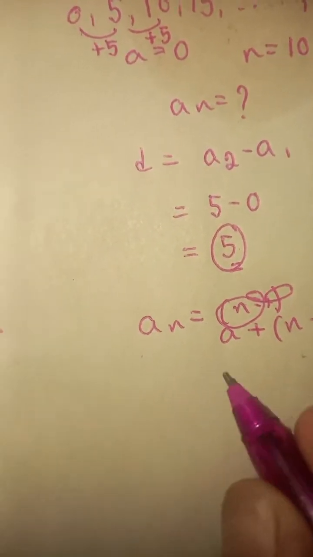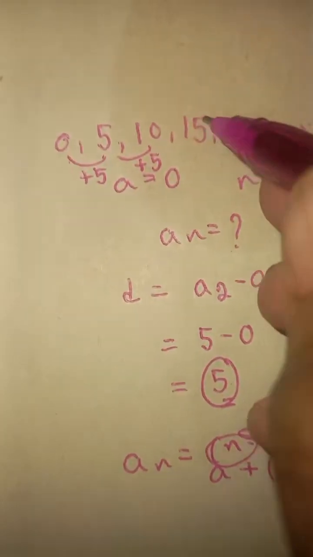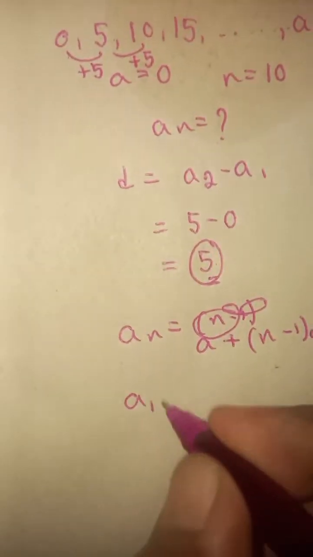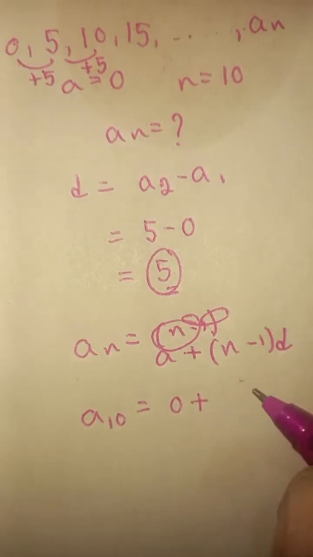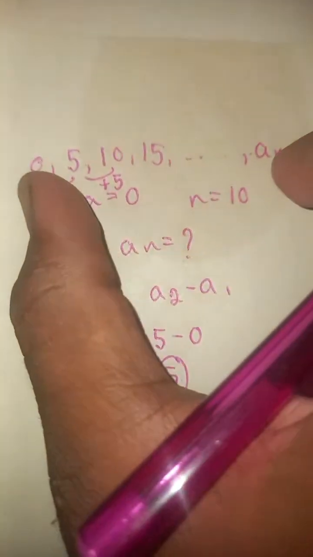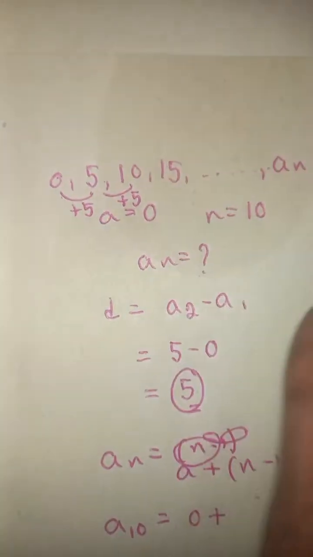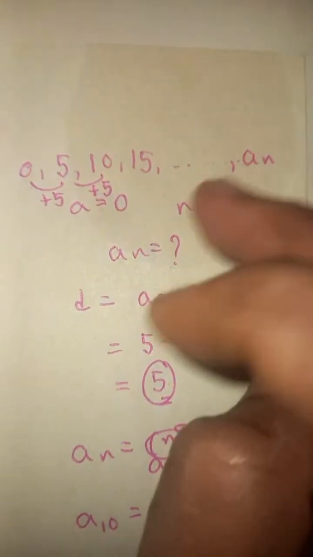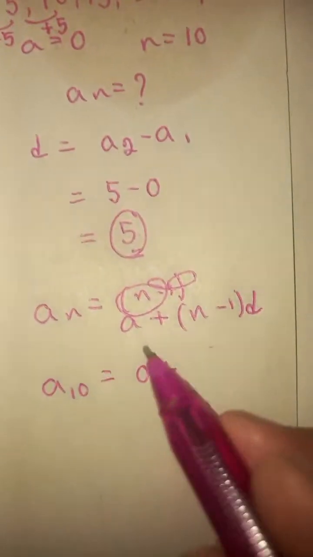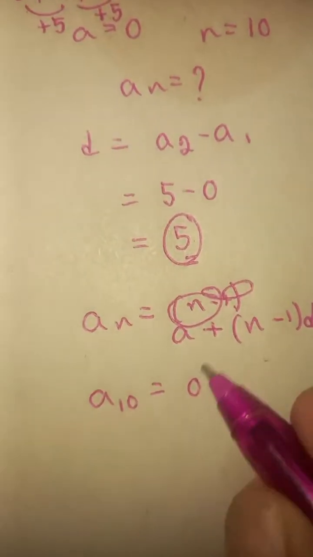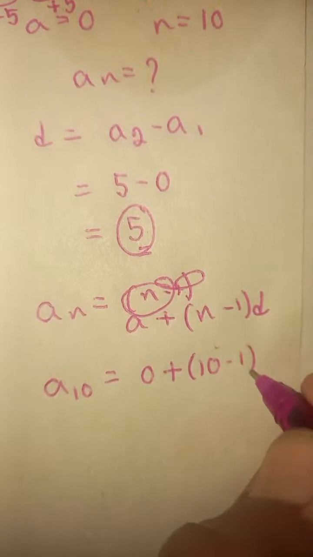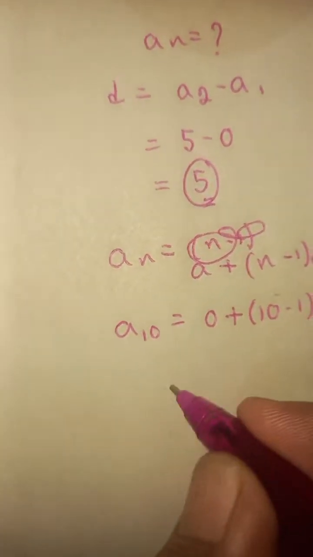Here an means they are asking for the 10th term. To find this 10th term, you first take the first term, which is 0, plus n minus 1 times d. If there are 10 terms, you need to add d 9 times. If it is the second term, you add d 1 time. For the third term, you add d 2 times. And if it is the 10th term, it becomes 9 times d. So it is n minus 1 times d. Here it is 10 minus 1 times d, or 9 times d.